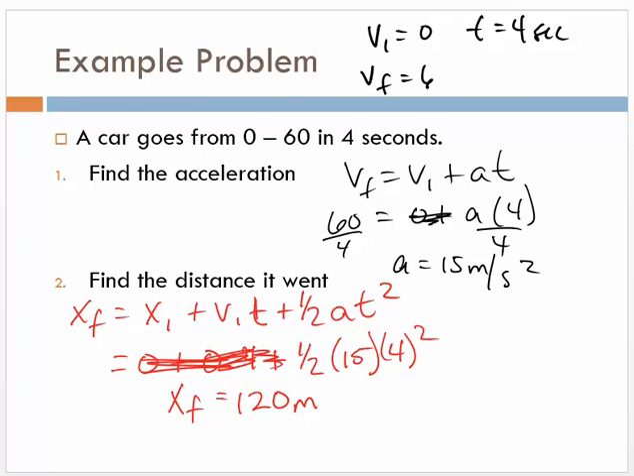So what we just found out is that the distance this car moves in those 4 seconds, accelerating at this constant acceleration of 15 meters per second squared, is 120 meters. We found that because we knew the acceleration, we knew the final velocity, which was 60, and the initial velocity up there, which was 0.